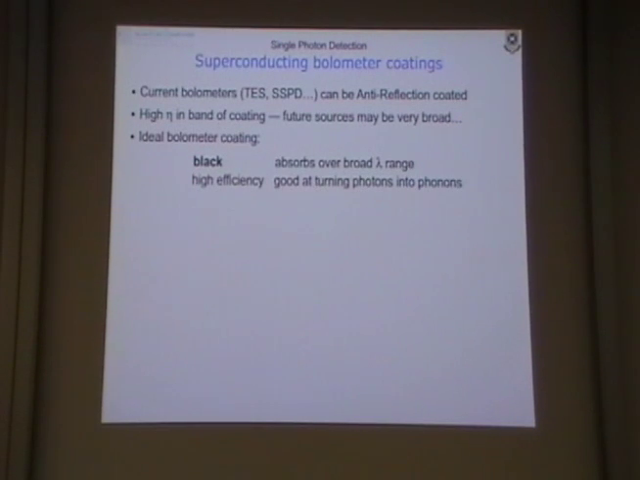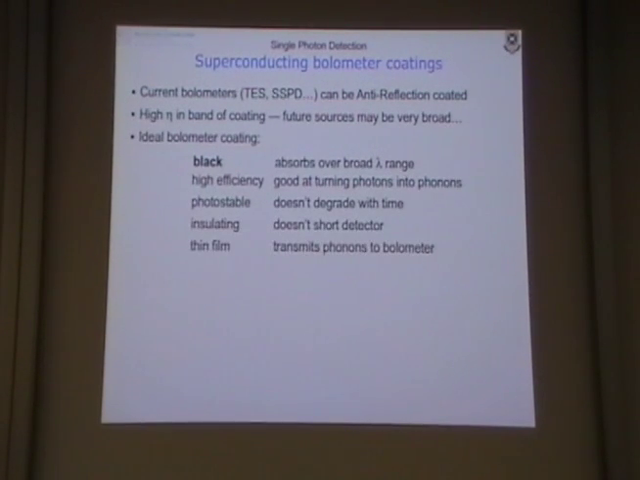You want the photons to get turned into phonons. You want it to not have to scrape it off after a little while and reapply it. You don't want it to short out the detector, and you want it to be thin, because if it's thick, the phonons will take too long to get to the bolometer, and it will slow down the speed.